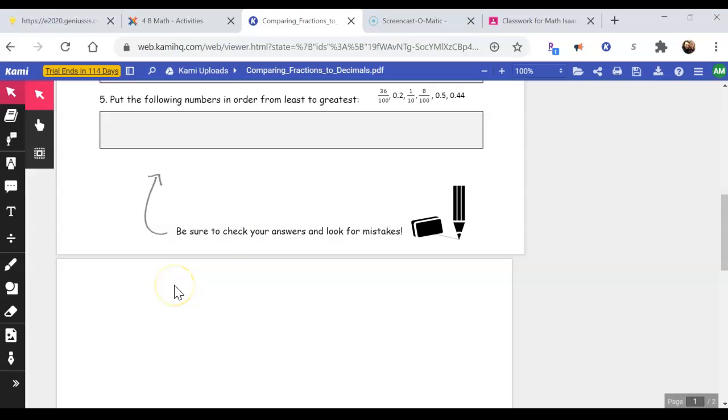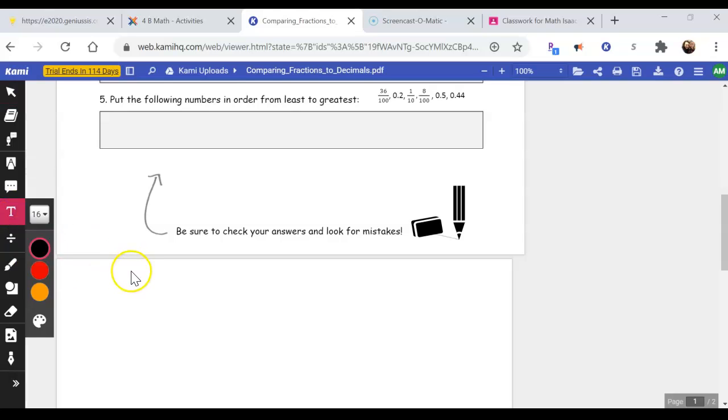The way it's easiest for me, and how I explained it to her, was to convert all of those to the same type, no matter if it's a decimal or a fraction. To me, the easiest way is to convert all of them to a fraction in the hundredths. So 36 over 100 would stay the same. Same with 8 over 100.